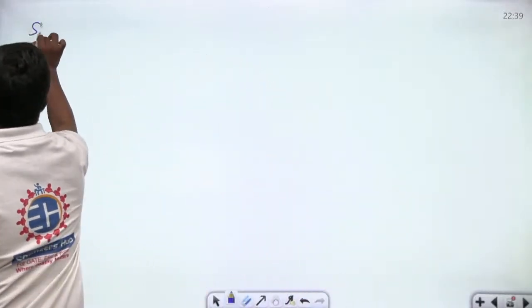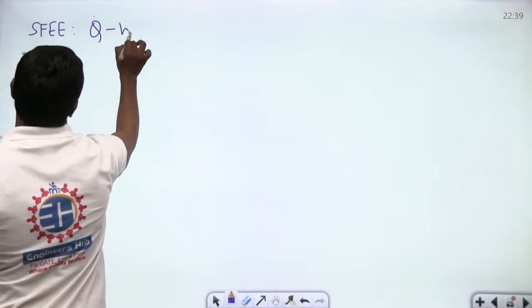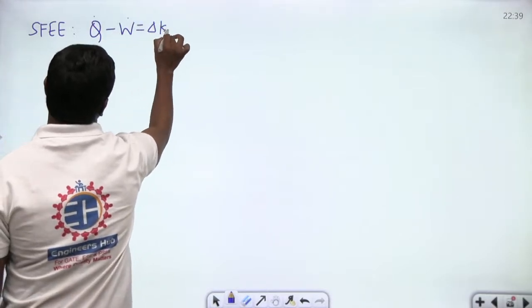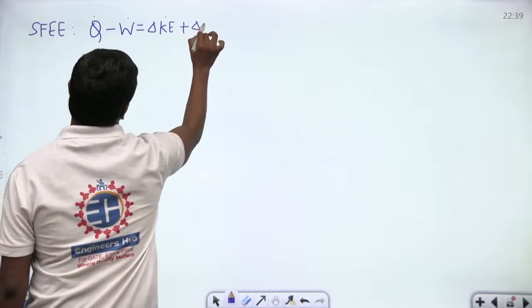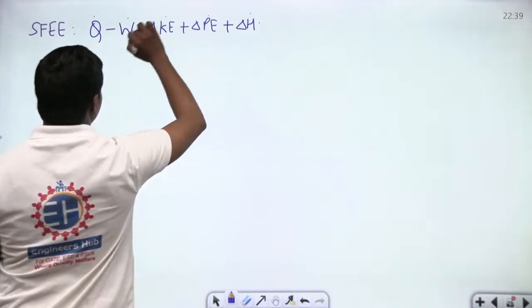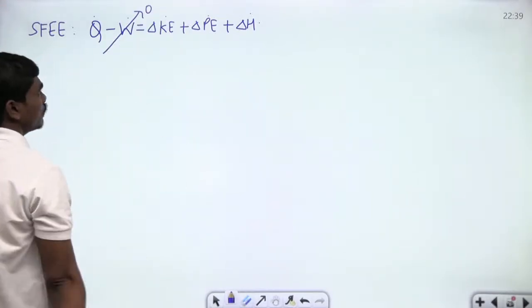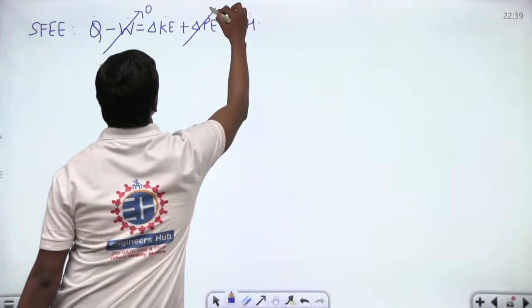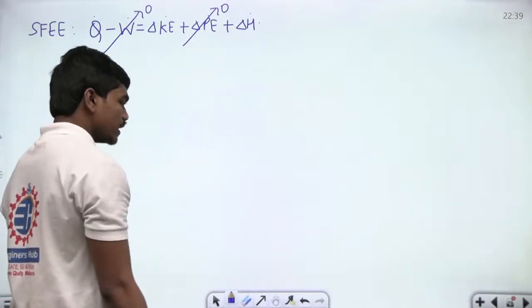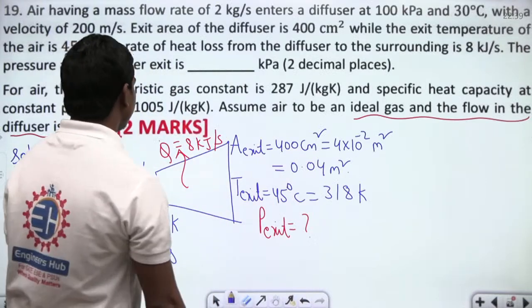So let us apply the steady flow energy equation. We have Q dot minus W dot is equal to delta KE dot plus delta PE dot plus delta H dot. Diffusers are adiabatic in terms of work, so they don't do any external work, and of course we neglect potential energies because there is no difference in the datum heads in both the sections, correct? So that we can take. Then what do we have?